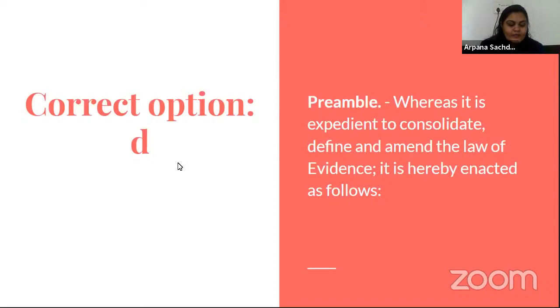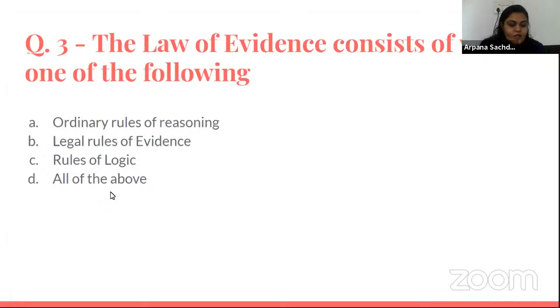Now, let us move to the next question, that is question number 3. The law of evidence consists of which one of the following? Ordinary rule of reasoning, legal rule of evidence, rule of logic, or all of the above?